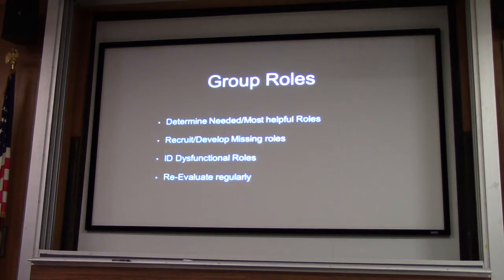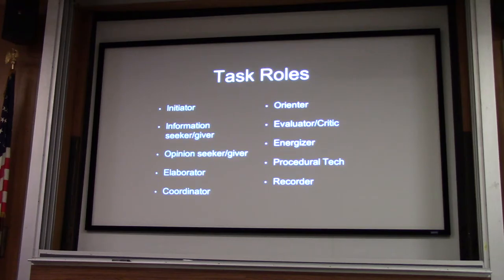So just a little bit about group roles. As a leader, you should be responsible for identifying these roles and making sure that they're being fulfilled, or that there are dysfunctional roles that you want to get rid of. So you want to determine in your group what the most helpful or needed roles are, recruit the missing roles, identify dysfunctional roles, and then again, reevaluate this regularly because people can change how they're acting in the group and where they are in the group.